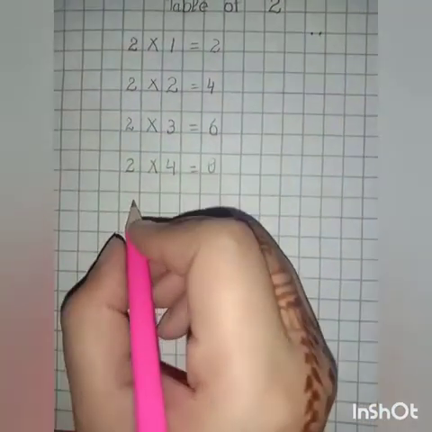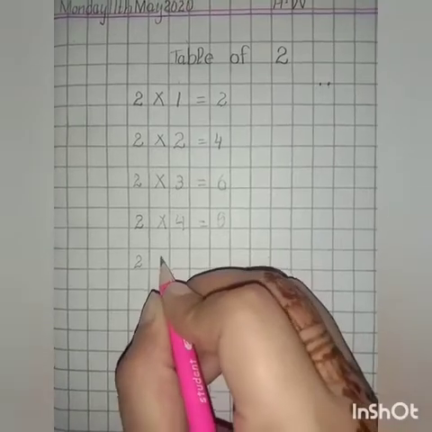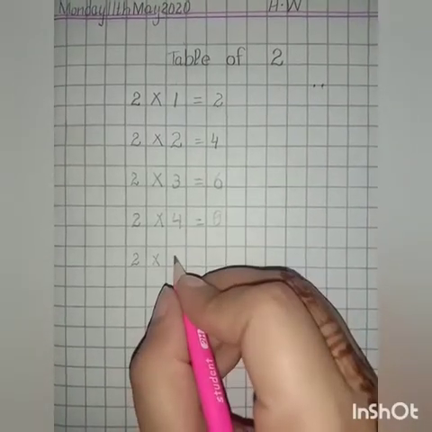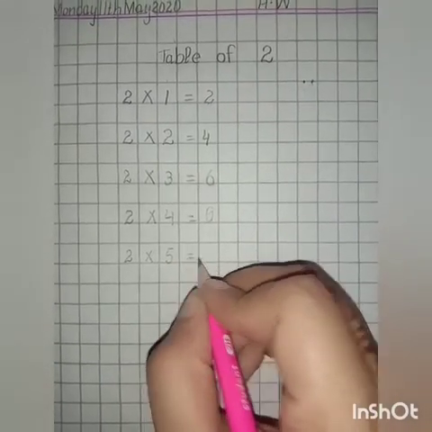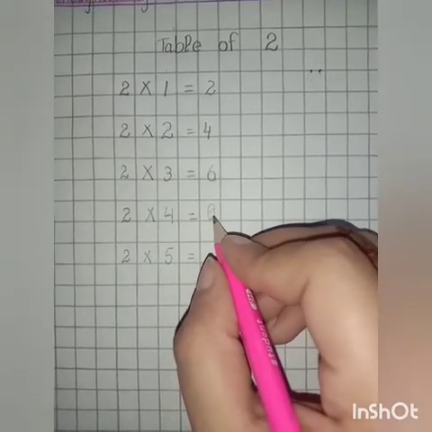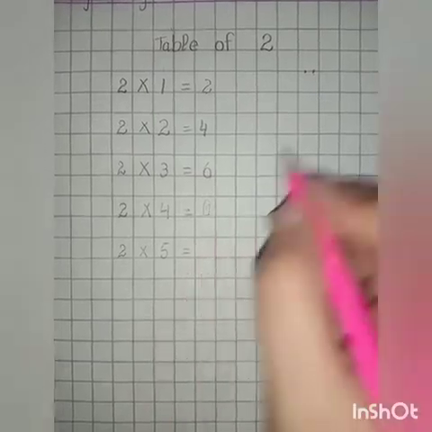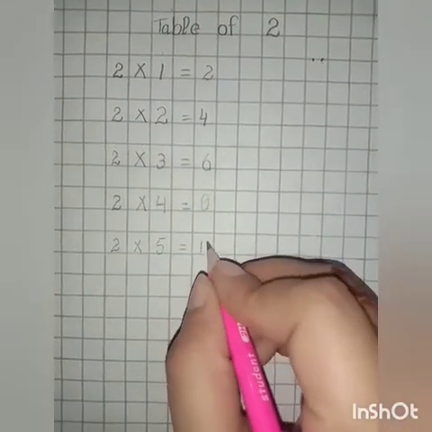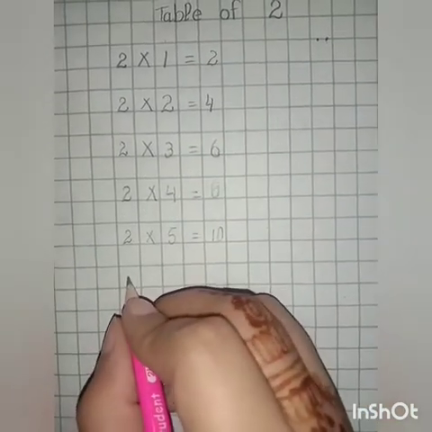Go for the next one. Write here 2. Sign of multiplication. After 4 came 5. Write here 5. Sign of is equal to. Then here we have the answer 8. We have to count towards 8 and add 2 dots in 8. 8, 9, 10. Write here 10. 2 5s are 10.